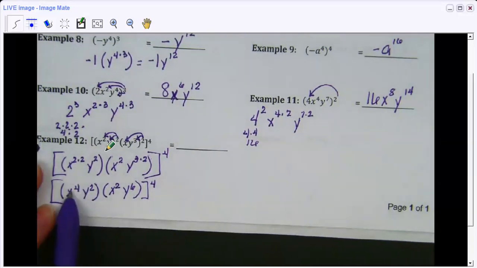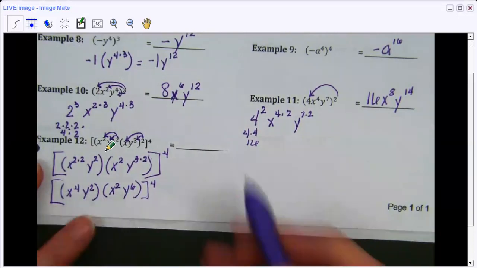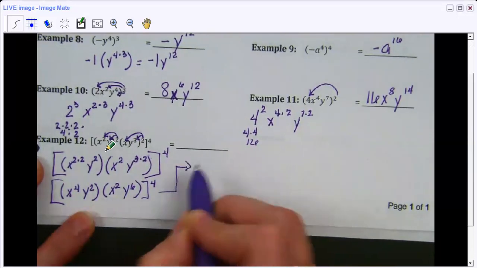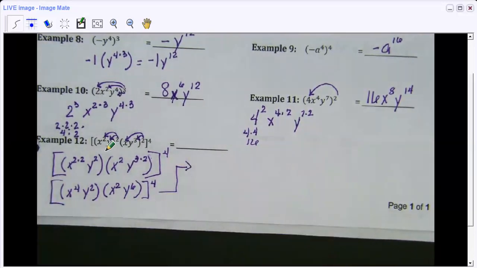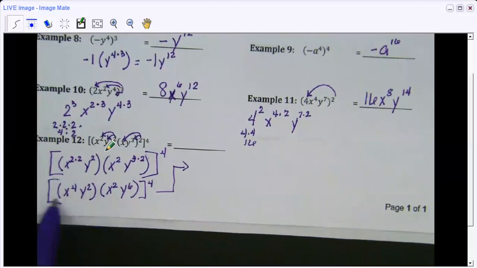Now I need to combine my y's and my x's inside the brackets. So remember, when we multiply variables together, what are we doing with the exponents? What operation are we doing? So you're multiplying the 6 and the 2 and the 2 and the 4 together? No. I want to combine x to the 4th and x squared. How am I going to do that?